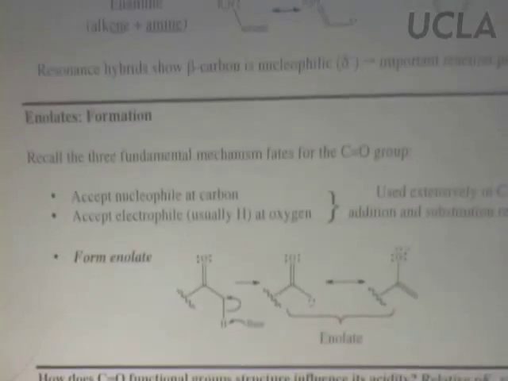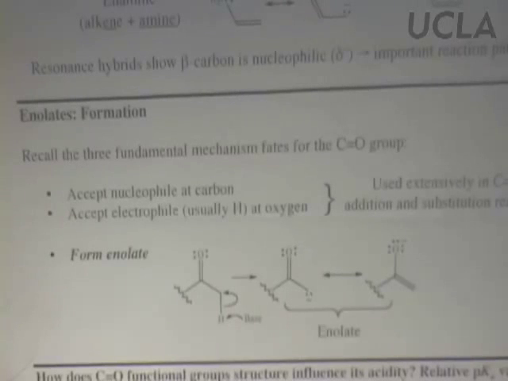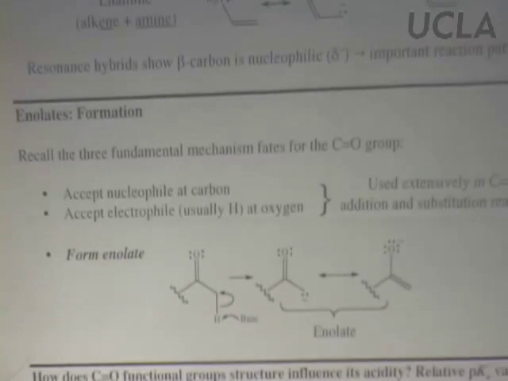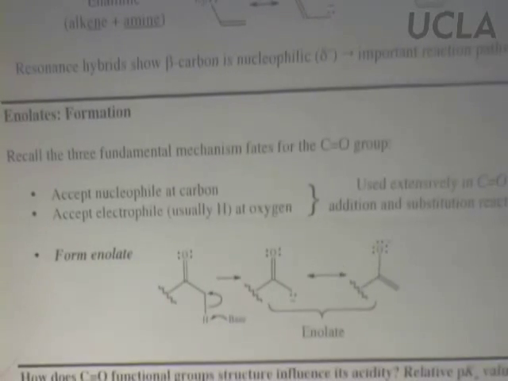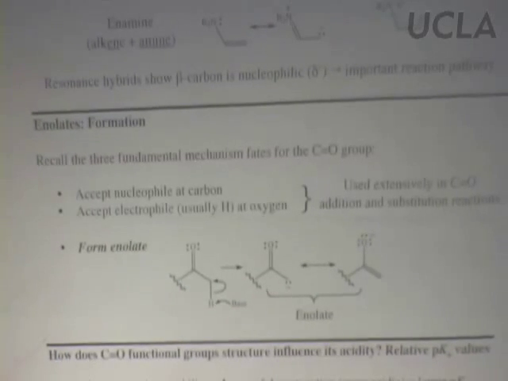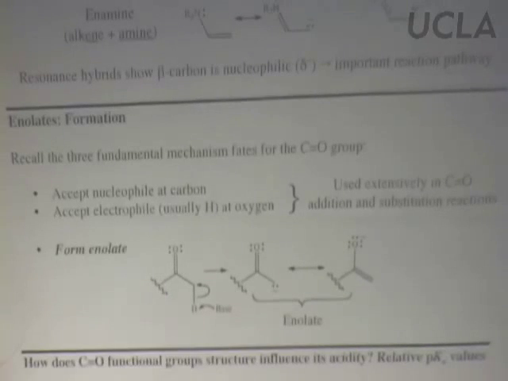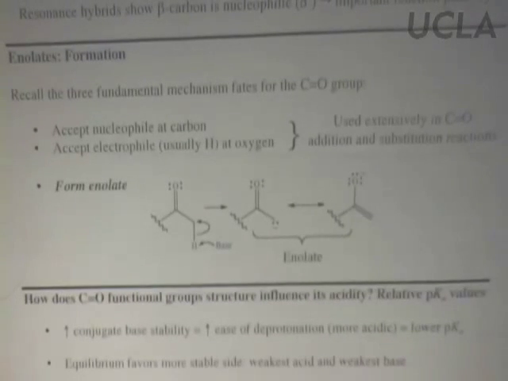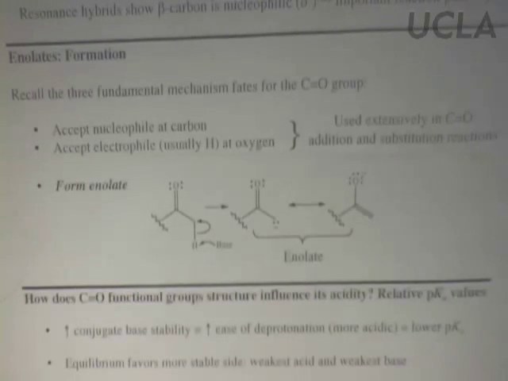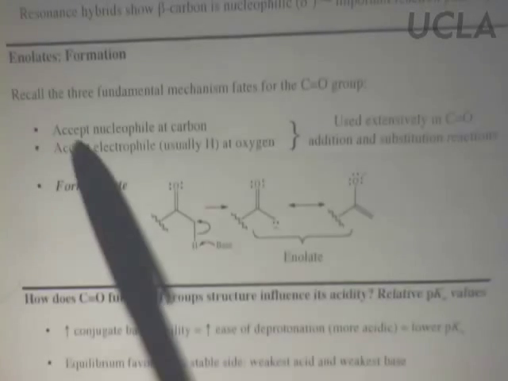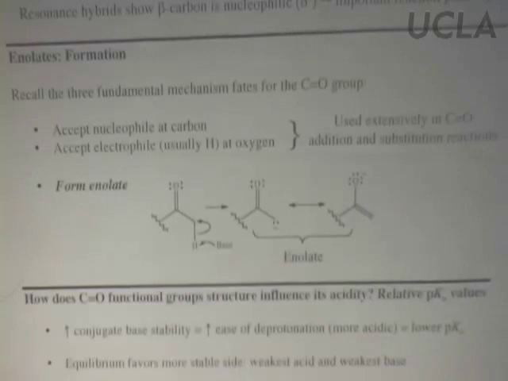Now let's start with the enolates, because we're going to spend most of our time here talking about enolates. And let's start by talking about how we make an enolate. Well, the most important way by far is by one of the carbonyl mechanism fates that we'd previously mentioned, but really haven't done anything with. Remember, our carbonyl fates were: accept a nucleophilic carbon. Have we done any of that?